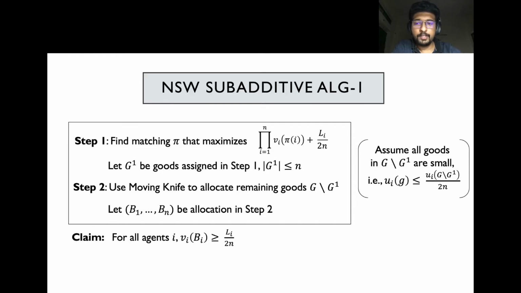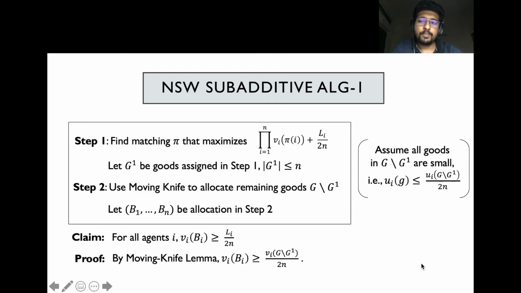We make the following claim: the value of the bundle obtained from the moving knife procedure is at least Li over 2n. The proof is simple. By the moving knife lemma, we know that the value obtained for a bundle from the moving knife procedure is at least a 2n approximation of the goods that we started out with. And here this set was G minus G1.